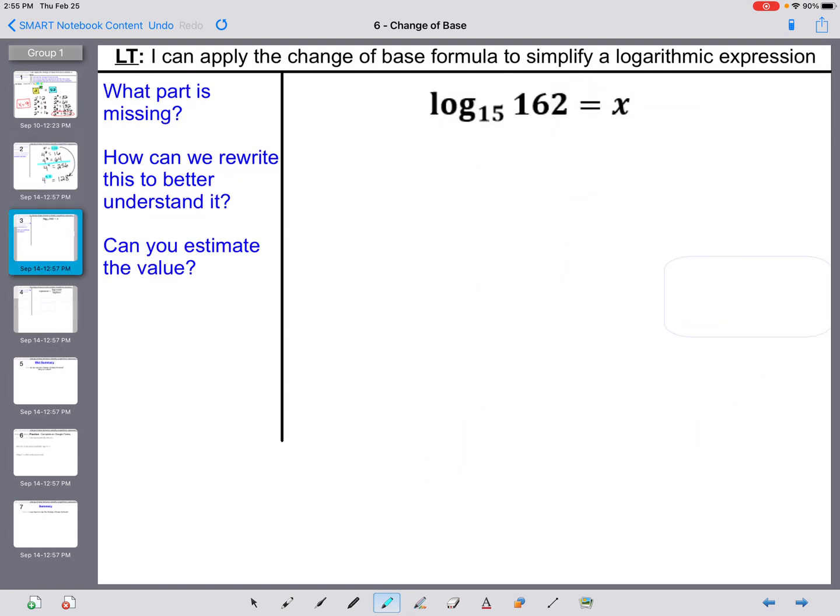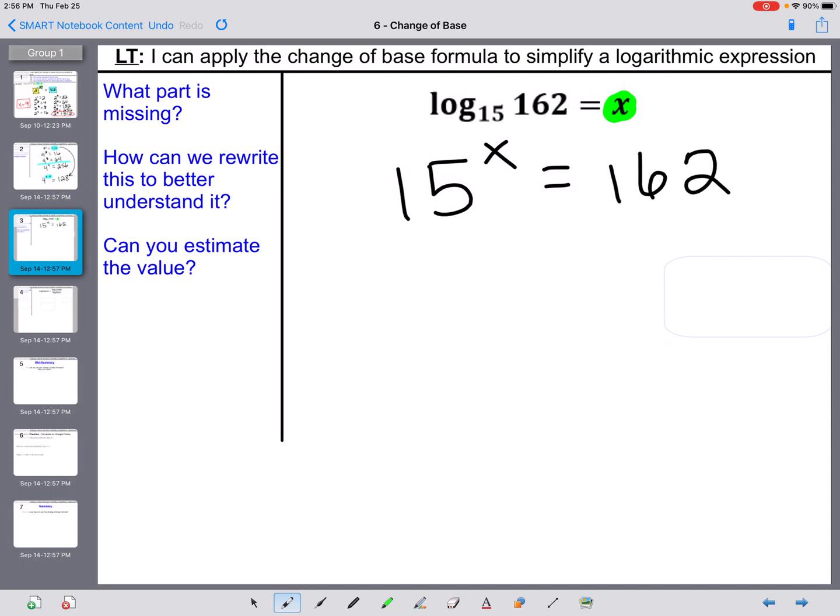So in this example here, we have log base 15 of 162 equals x. What is the missing part? Well, we can see here that the missing part is our exponent, right? The exponent is on the other side of the log. So let's rewrite this in our exponent form, and then we can solve for our missing value. So we have 15 is our base, x is our exponent, and 162 is our result.